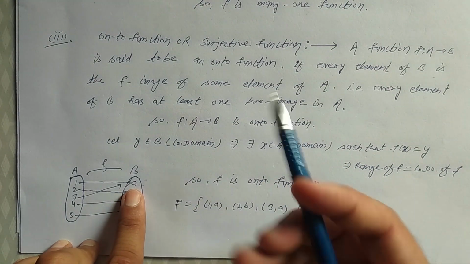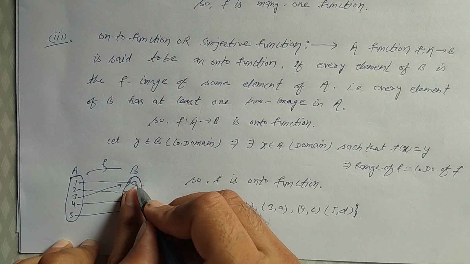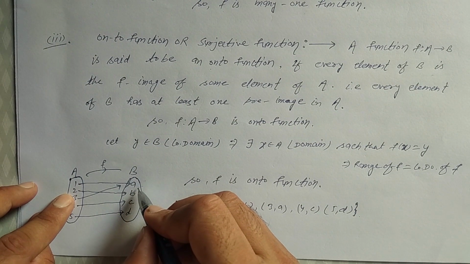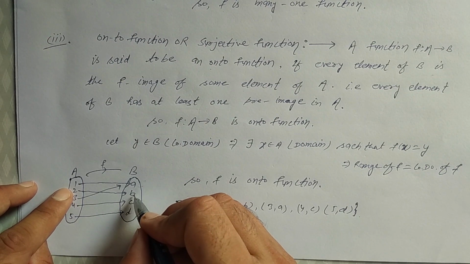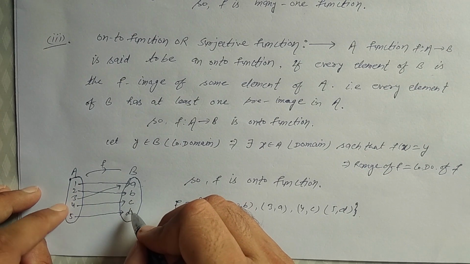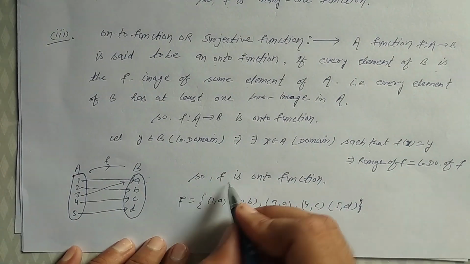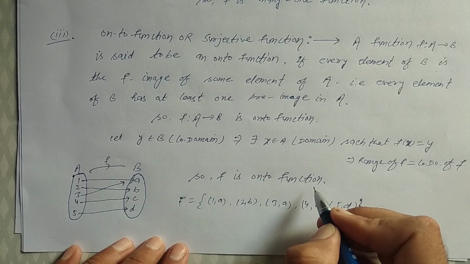Pre-image of element A is 1, 3; pre-image of B is 2, of C is 4, of D is 5. So f is an onto function.